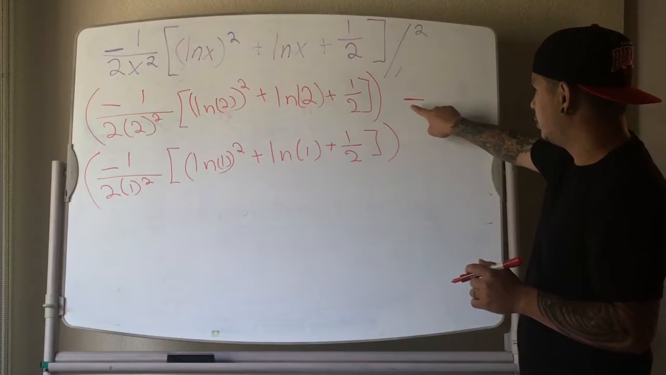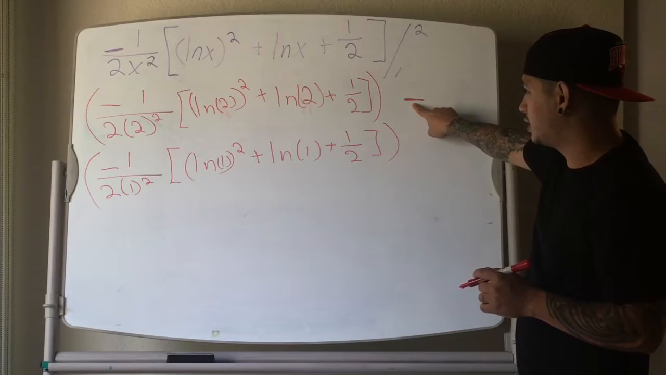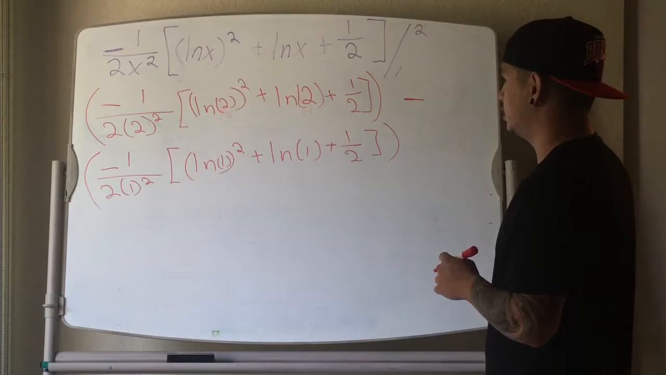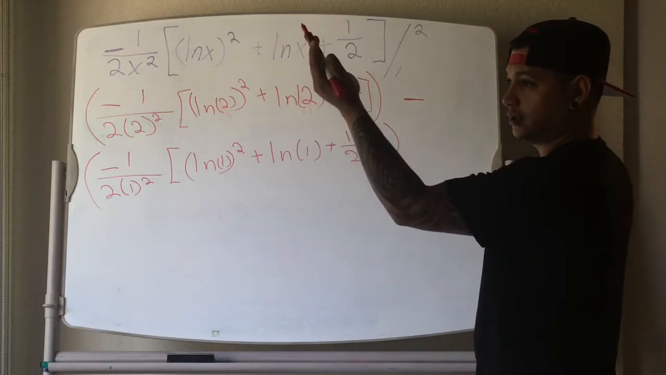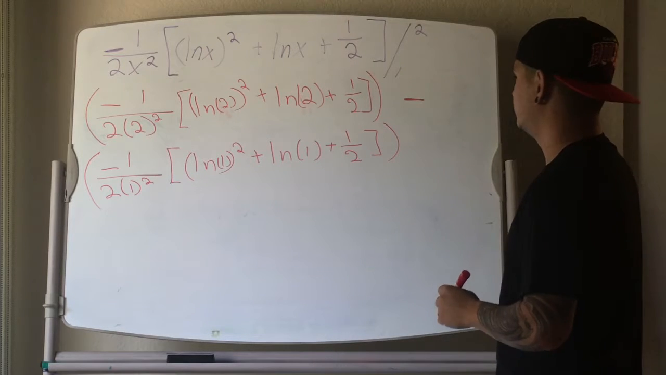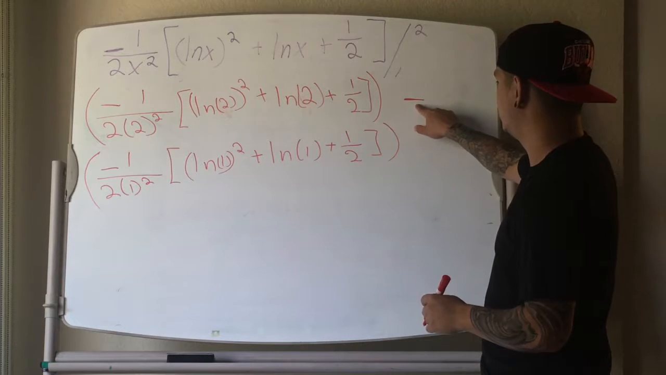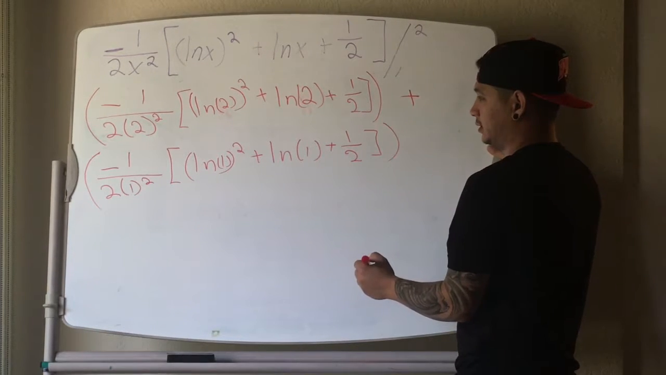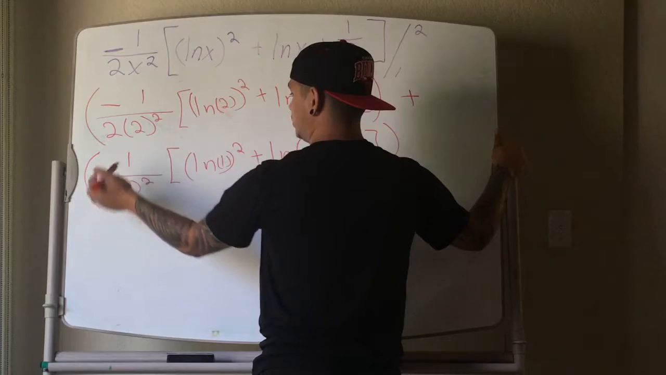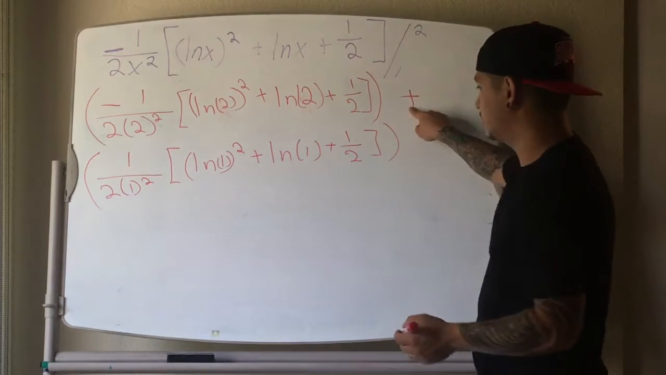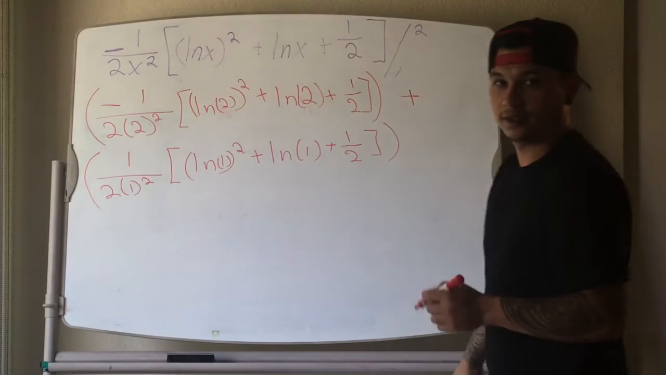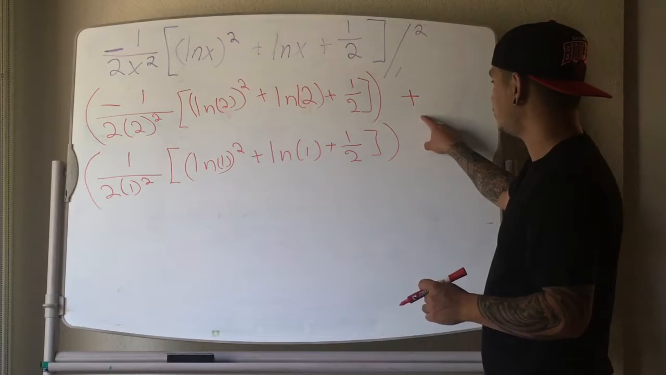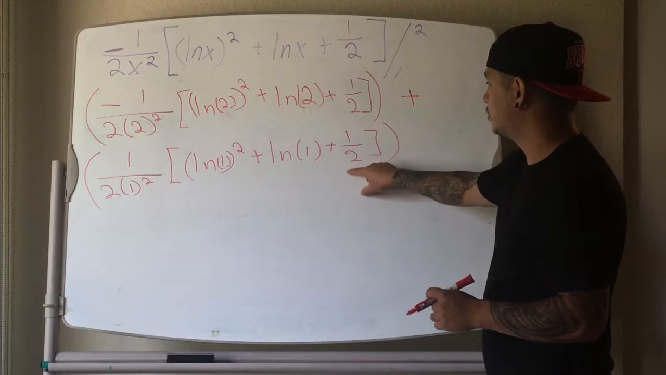Now, when we're subtracting this negative, that negative becomes a positive. So this will change to plus, and this will change to a plus, right? Negative and a negative, positive, right? So what we're going to do now is we're going to simplify.